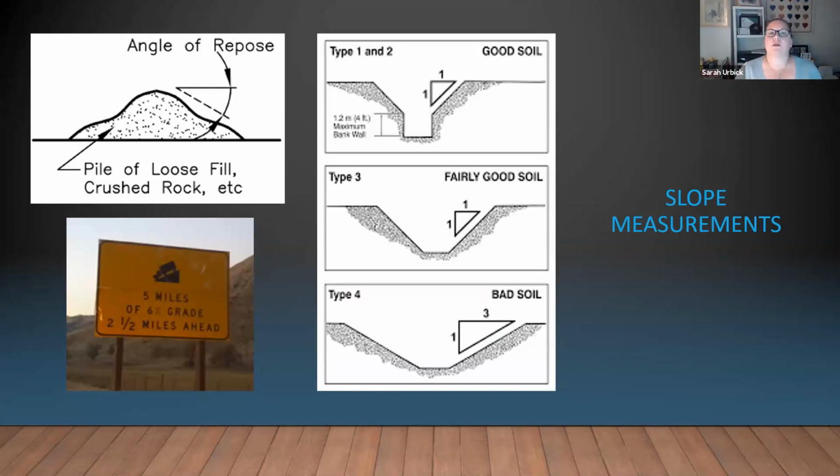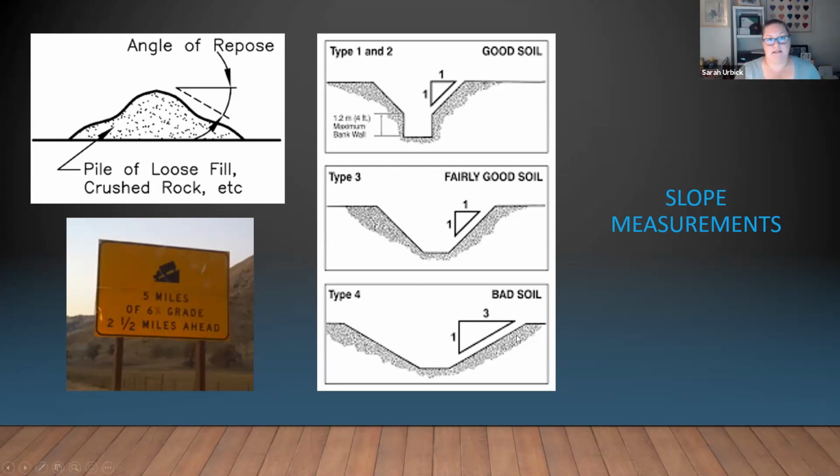What type of soil am I dealing with? Is it good soil that's going to stand up and be safe for my people to enter? I might have to dig this little box and then slope it back at a 1-to-1 slope. Okay. I might not be able to do that little bench. If it's soil, I'd have to do a 1-to-1 slope.